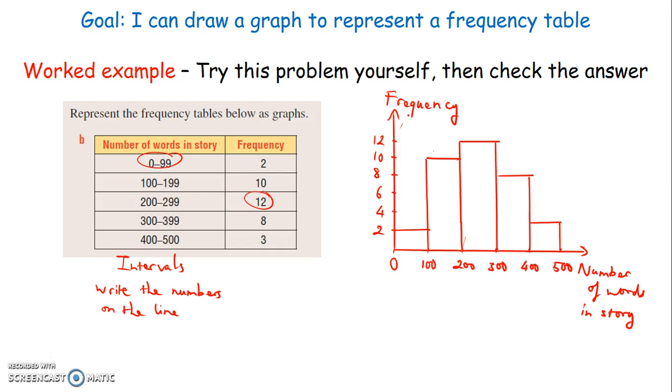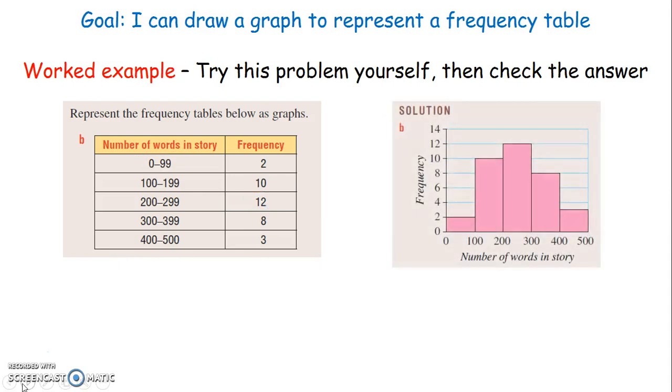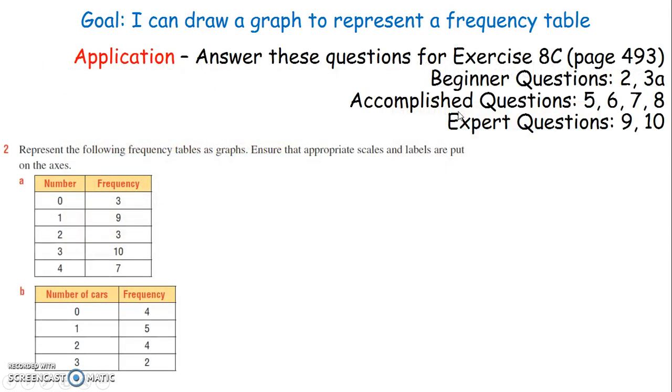Hopefully this helps you with knowing how to draw a graph from a table. It's not too complicated, but I would say it does take a bit of time. Now, check with the answer from the book, and we can see again, basically very similar to what we drew. Here are the questions from the textbook that I would like you to do for this week.